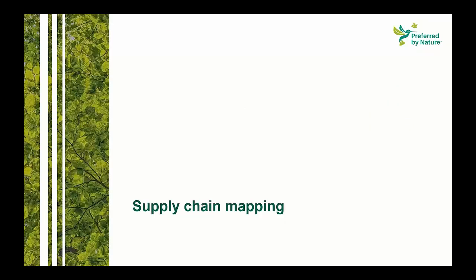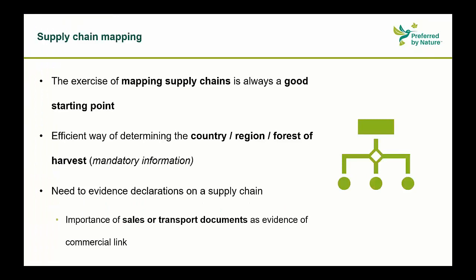Supply chain mapping is not as such a requirement. The regulation is not saying operators must do supply chain mapping. However, since they have to identify at the minimum the country of origin of harvest of the timber, that is a very good starting point to reach this requirement, right? So doing supply chain mapping, identifying all the entities along the supply chain, is a good way to understand the product, understand the supply chain, identify the country of harvest, if necessary, the region and forest of harvest.